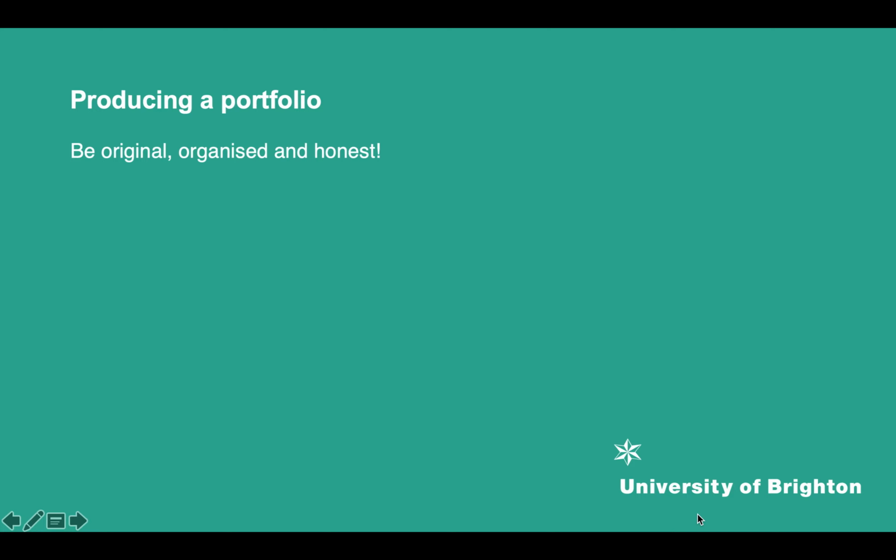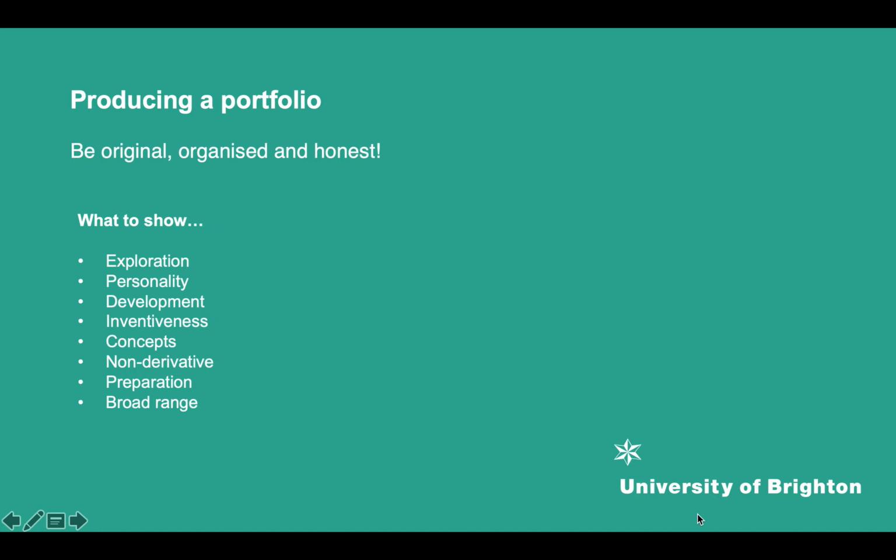So what's the key thing about what a portfolio should be? It's a way of you presenting your visual thinking. It's about obviously how you organise that information, but at the end of the day, it's also an honest display of where you are at the moment. And what we're interested in, of course, is that potential that we see within the work.